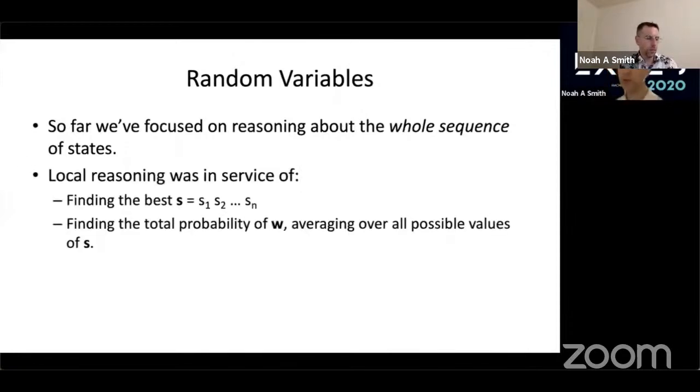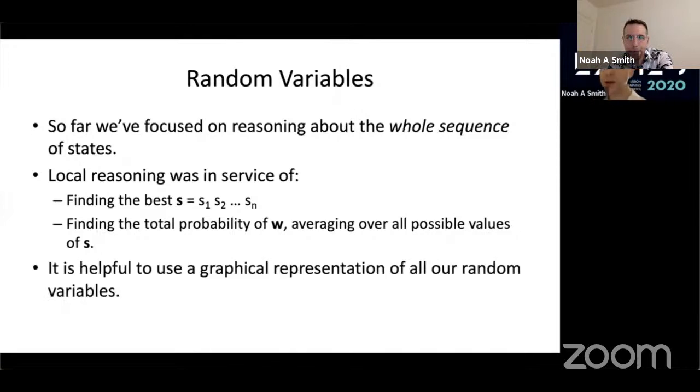And we did do local reasoning because we had to do local reasoning in order to reason about the whole sequence. So either find the best path, bold S, that goes from 1 to n, or finding the total probability averaging over all possible paths.